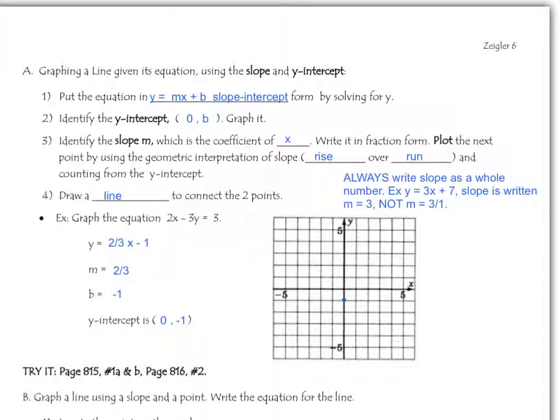And then we use the slope, and the slope is 2/3, rise over run, so we rise 2 and we run 1, 2, 3, and we plot a point there. And now we draw a line between those 2 points, and that is our graph of a line. Alright, good practice for you would be to turn to page 815 in your book and do problems 1, A, and B, also number 2 on page 816.